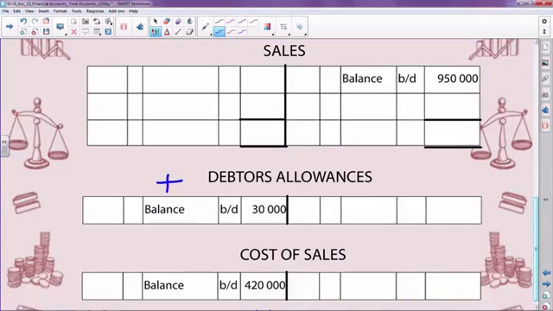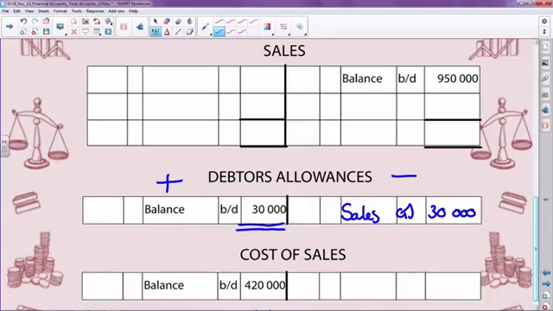So how do I get this debtors allowances, which is an expense, to 0? I need to go and take it to the other side. I take it to the credit side, and I will take it where to? I'm going to take it to sales, and therefore sales will go down on the debit side. Debtors allowances will go down on the credit side, and it's 30,000. Now that's half of step 1.